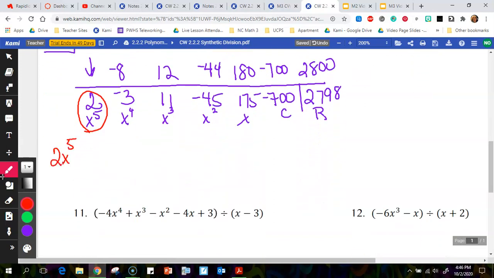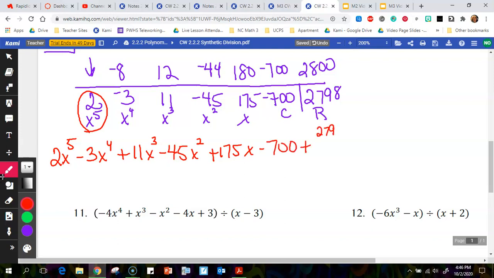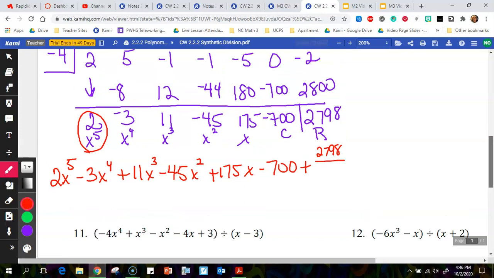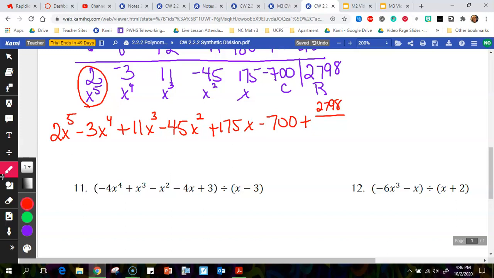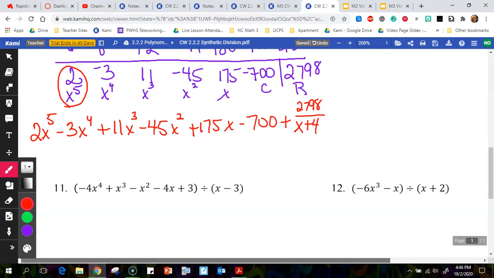2x to the 5th minus 3x to the 4th plus 11x cubed minus 45x squared plus 175x minus 700 plus 2798 over, I forgot what my original dividend was, x plus 4. I would not have wanted to do that with long division, for sure.